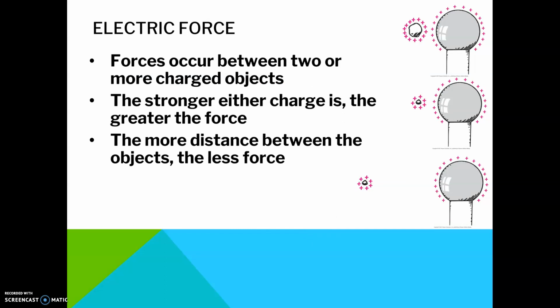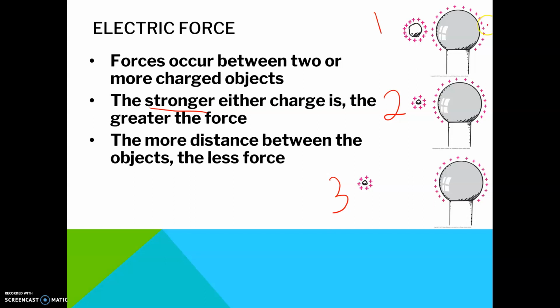So we have a couple scenarios here. We're going to talk about the electric force, okay? So the force occurs between two or more charged objects, okay? So we have three scenarios over here on the right. So I'm going to call this scenario 1, 2, and 3. The electric force depends on two things. One is the strength of the force, okay? The other one is the distance, which we'll talk about in a second. So the stronger either charge is, the greater the force, okay?